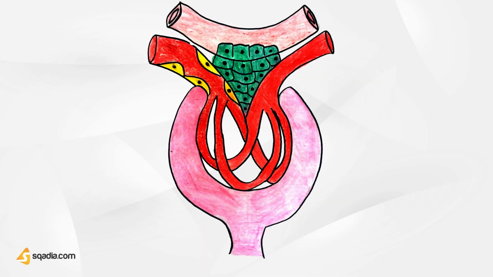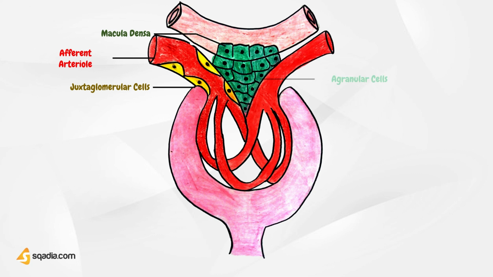The juxtaglomerular apparatus is formed at the vascular pole of the glomerulus, which is intimately related to its own ascending limb of the loop of Henle, near the distal convoluted tubule. The apparatus consists of the macula densa, formed by altered cells of the distal convoluted tubule; juxtaglomerular cells, formed by the epithelioid cells in the media of the afferent arteriole; and some agranular cells between the macula densa and the glomerulus proper.